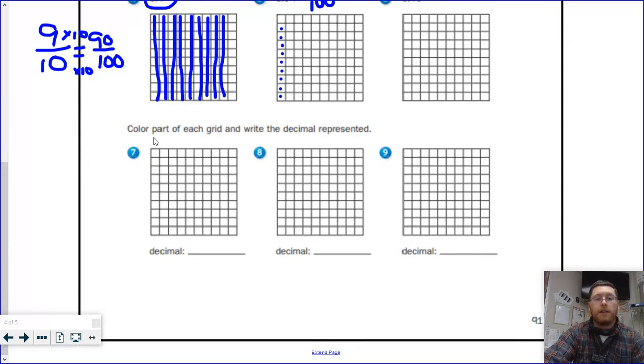Okay, and then finally, you're going to color part of each grid and write the decimal represented. Guess what? You get to color in this however you want to, and then you can write your decimals. So here's what I'm going to do. I'm going to do my own. Okay, so I'm going to give you a couple seconds to try to figure this out. I have 1 long, okay, and 5 individual cubes. So see if you can figure out what decimal that is before I actually do it.